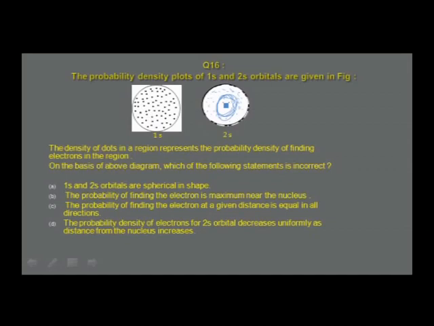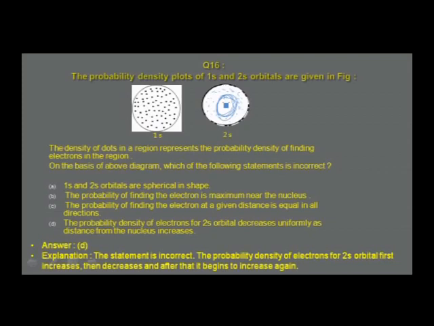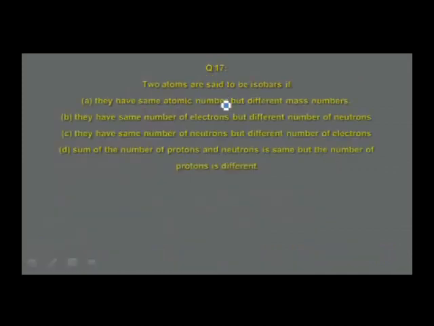The probability density of electrons for 2s orbital decreases uniformly as the distance from the nucleus increases is not the correct answer. A reason for that is given. This statement is incorrect. The probability density of electrons for 2s orbital first increases, then decreases, and after that it begins to increase again. So there is first an increase, a decrease, and then an increase. That is the order that is followed. So option D is the incorrect statement for the diagram given there.